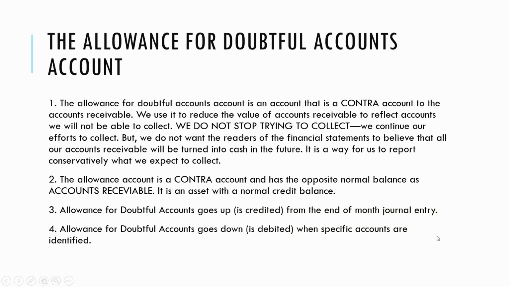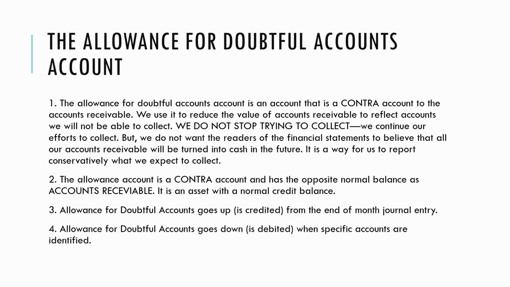So the allowance for doubtful accounts is a contra accounts receivable account. And you really don't stop trying to collect on accounts just because the customer hasn't paid, by the way. We still try to collect. It's just that our credit department tells us that it's unlikely that the customer will pay.